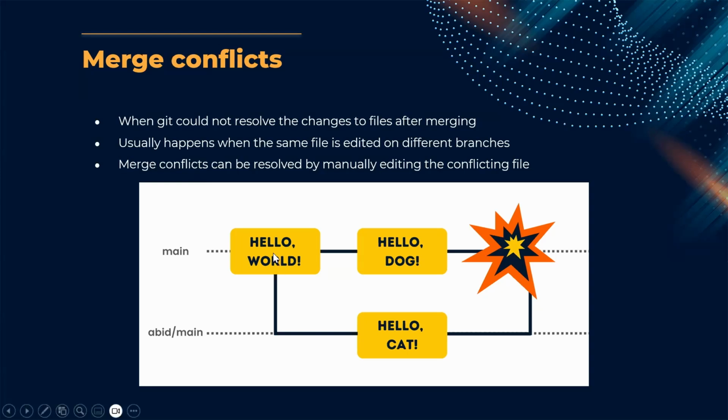So this is a very quick image example: if you start off with hello world, you create a branch, and in the main you change it to hello dog, and here you change it to hello cat, then it doesn't know which to take. Git doesn't know if you want to keep the hello dog version or you want to keep the hello cat version. Okay?